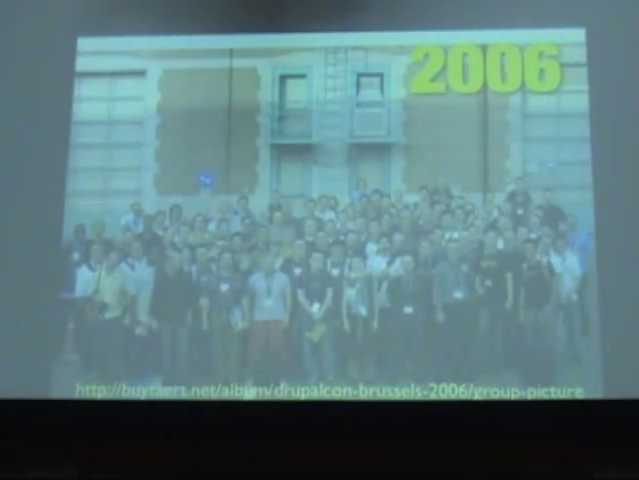September 22nd, 23rd of 2006, we're now up to 200 people at the Drupal conference. Notice it basically doubles each time, each conference. So we had about 200 people at DrupalCon in Brussels, Belgium.